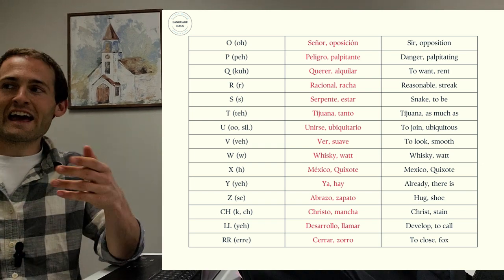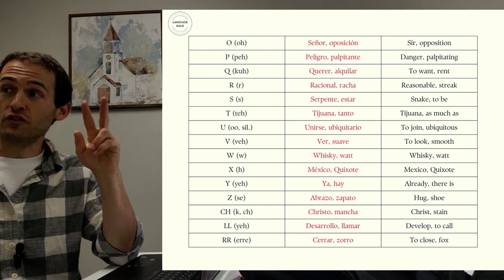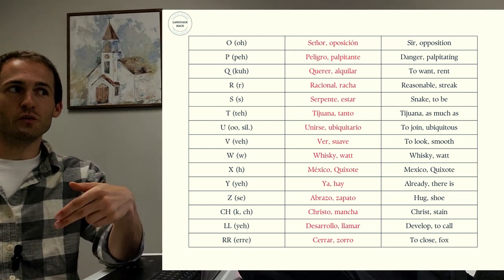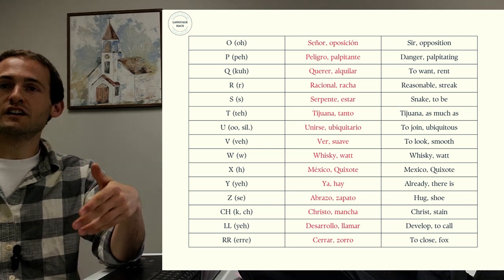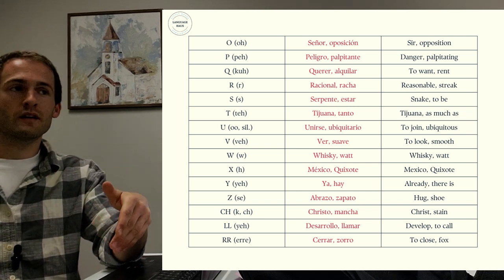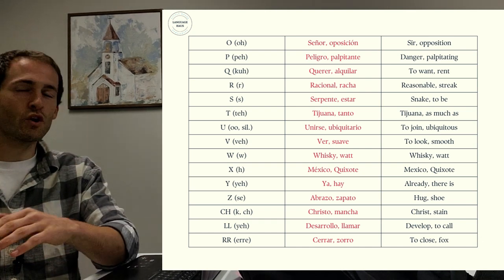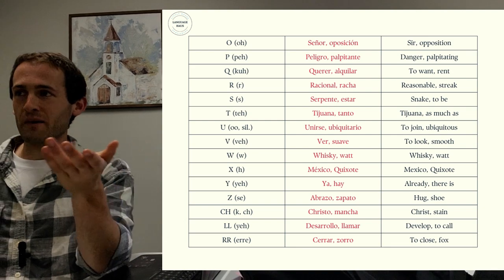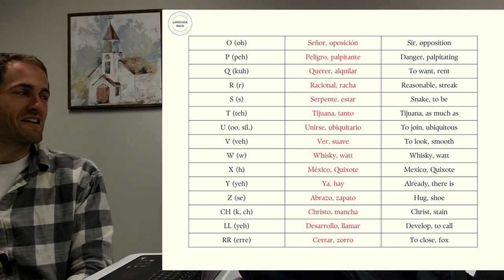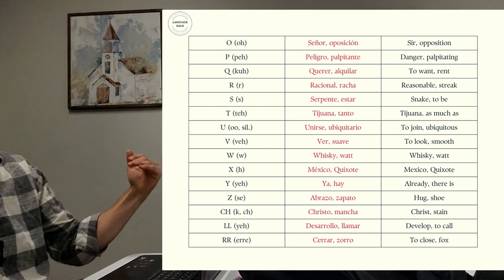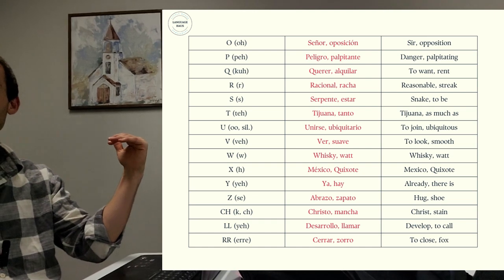And then the R doble, the double R, cerrar. This is when there's 2 R's. That's when you're supposed to roll it. Cerrar, zorro. So that's how you pronounce the double R's. But don't be surprised if you see or hear people pronouncing the single R as a roll. So with these ones, any questions? Is there anything anybody would like to go over again?